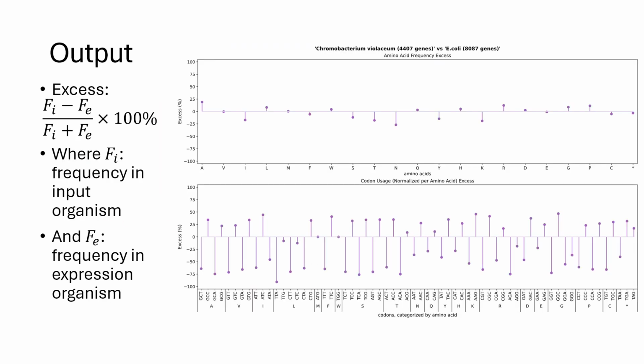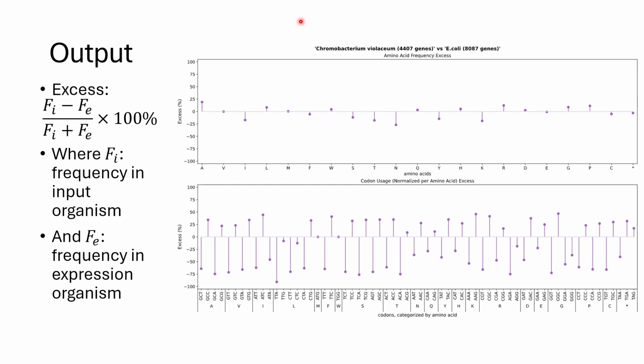And it will produce graphs for each of those comparisons, where on the top it compares the amino acid frequency, and at the bottom it compares the codon frequency. And it uses this definition of excess to compare the differences in frequencies, whereby an excess of -100 means that something is infinitely less common in your organism versus the expression organism, and an excess of 100 means it is infinitely more common in your organism versus the expression organism.